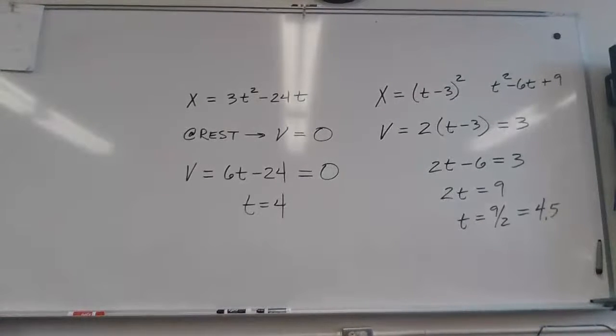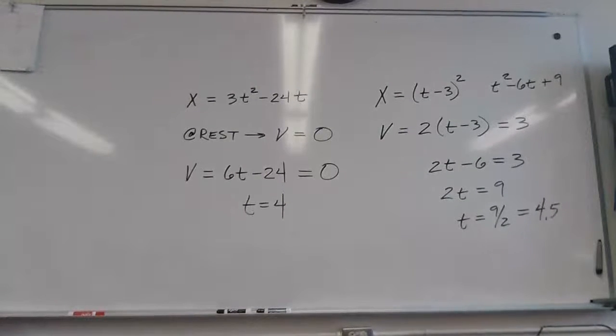Here's a position function, and you've got to read this question very carefully. What is the particle's position at the moment when its velocity is 4 meters per second?